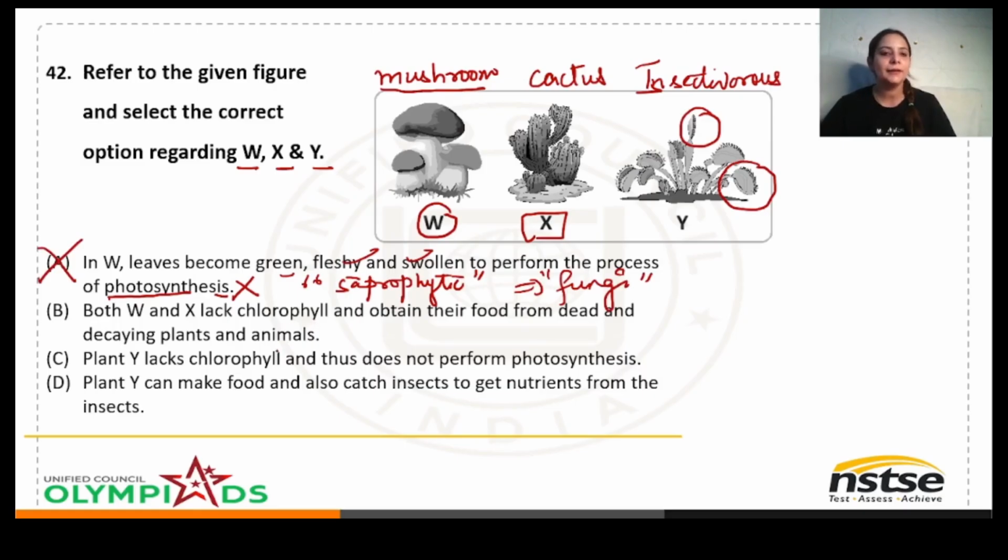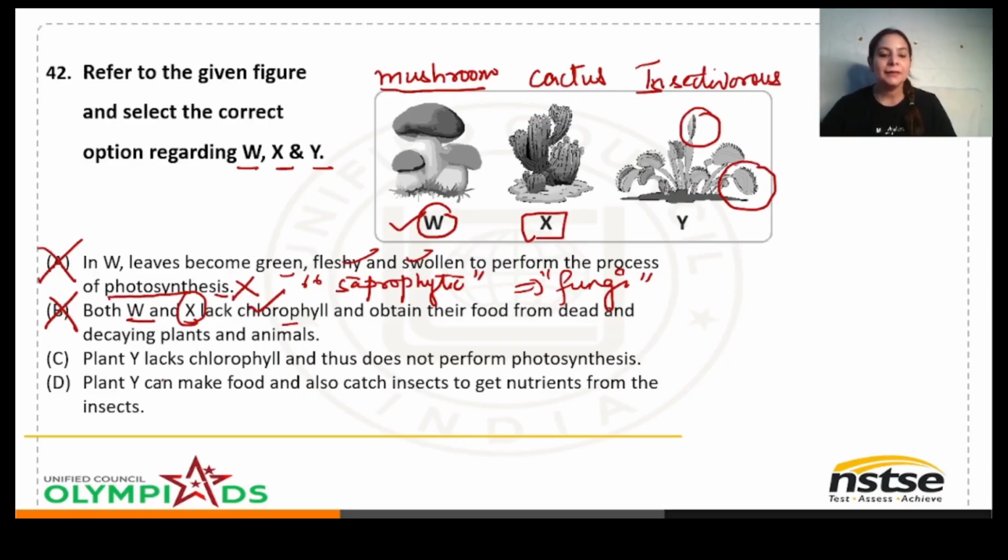It is not correct. Option B says both W and X lack chlorophyll and obtain their food from dead and decaying plants and animals. Now if we talk about W, it may be true for W, but for X it is false, because we know that cactus is green in color, and anything which is green in color has chlorophyll in it, and it can photosynthesize also. So it is not correct for X. So we can say that statement B is incorrect.